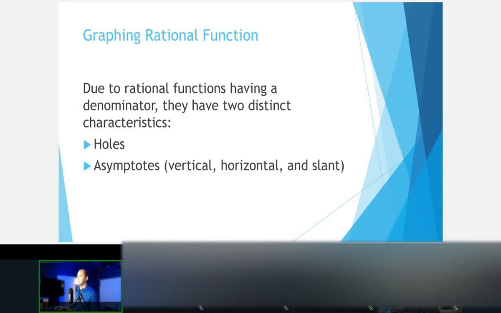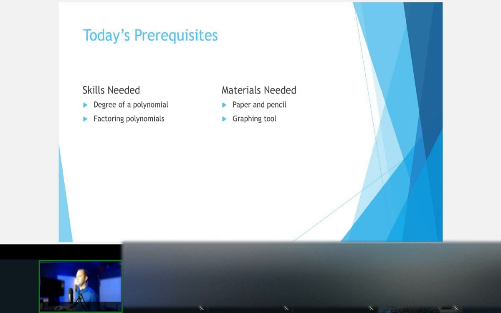All right. So yeah, make sure you have your paper, pencil, pen, graphing tool, Desmos preferably.